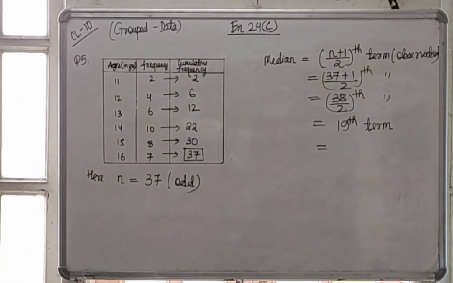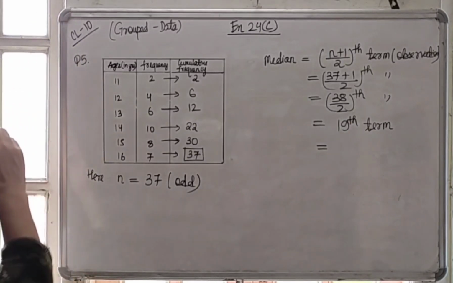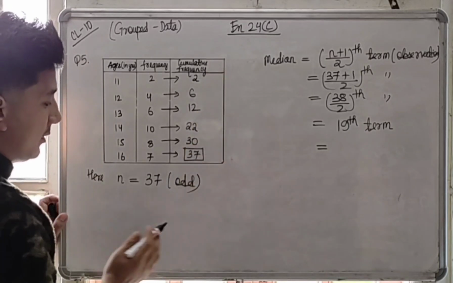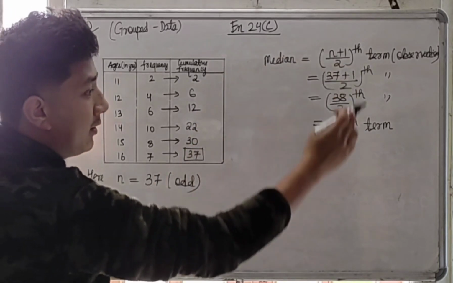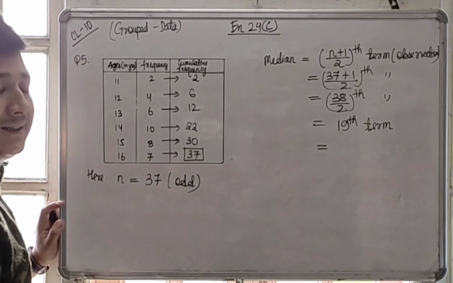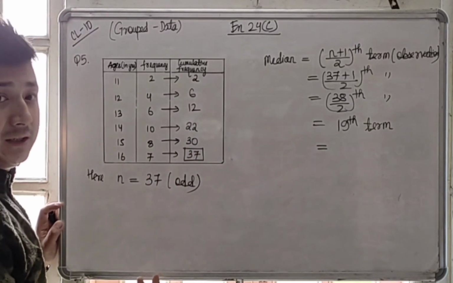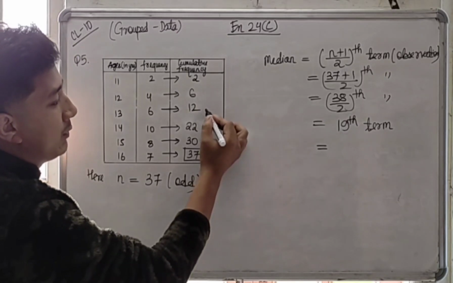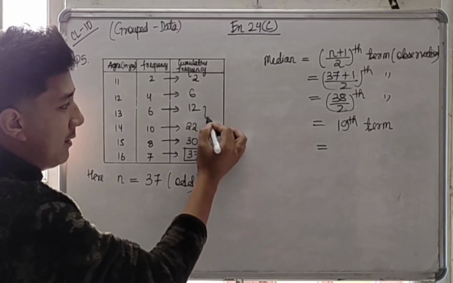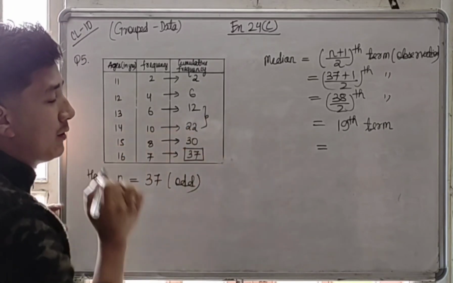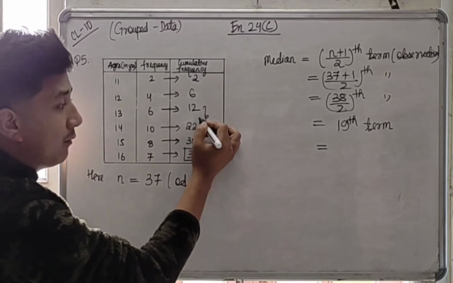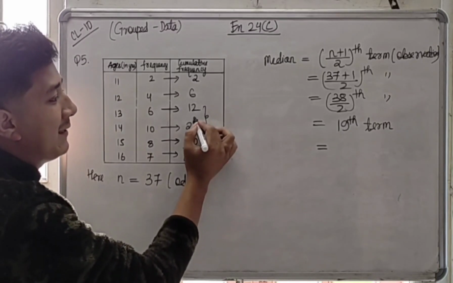Now the question is asking us to find the median age. Here we have the cumulative frequency with n equal to 37, and we got the median equal to the 19th term. Now, how do we find the 19th term? We will see where our 19th term lies. The 19th lies between 12 and 22. Here it means the age is 12, but here it means the age is more than 12. So it is more than 12 but less than 22, so the 19th lies out here.